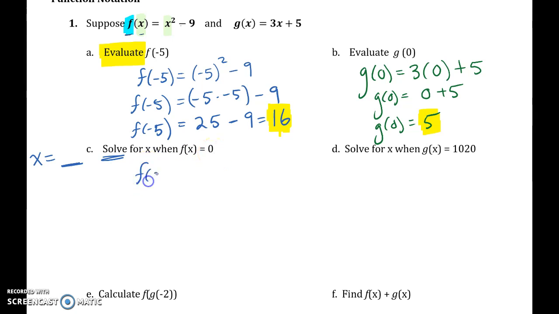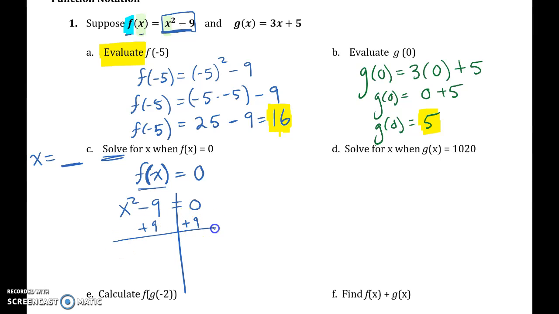So now I have my function, a function of f with an input of x results in 0. I can replace my function of f with the actual definition of the function. And now I have something I can actually solve for x. So I'll add 9 to both sides. Simplify that.